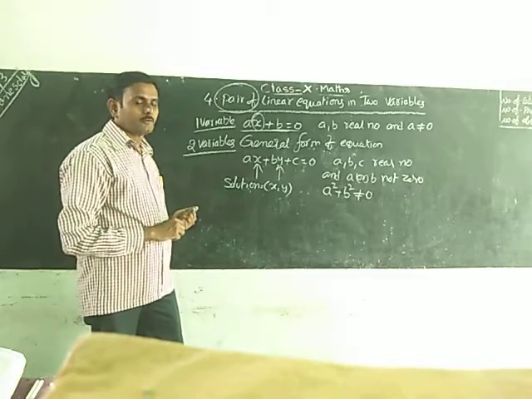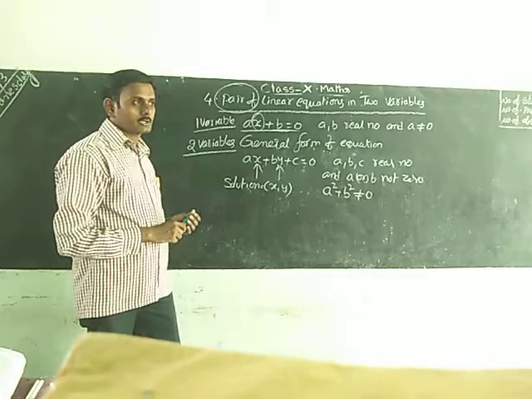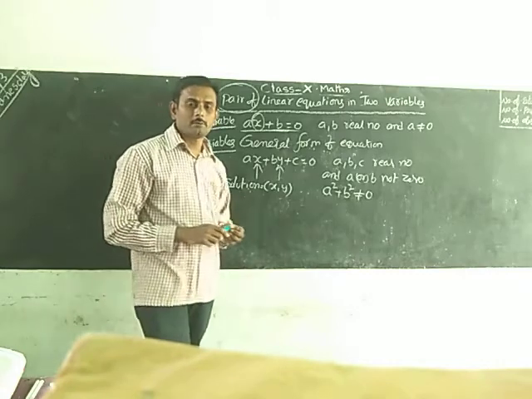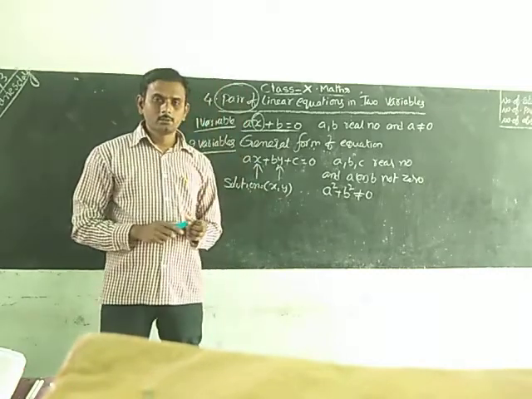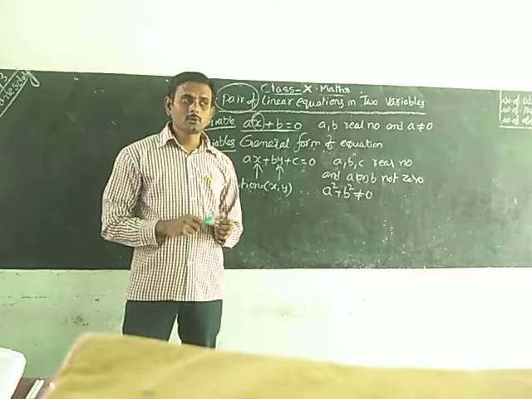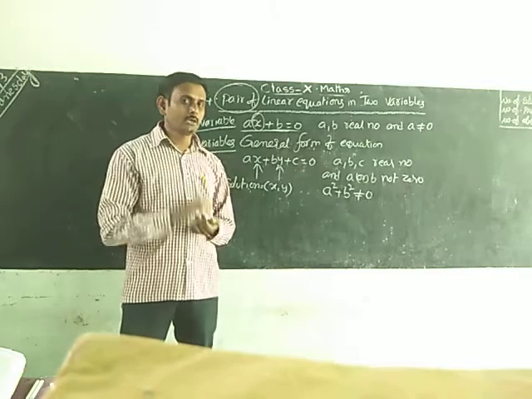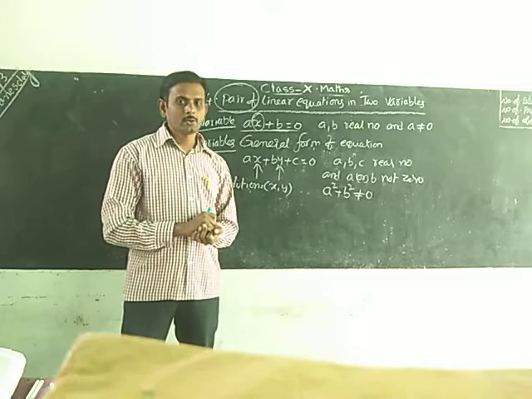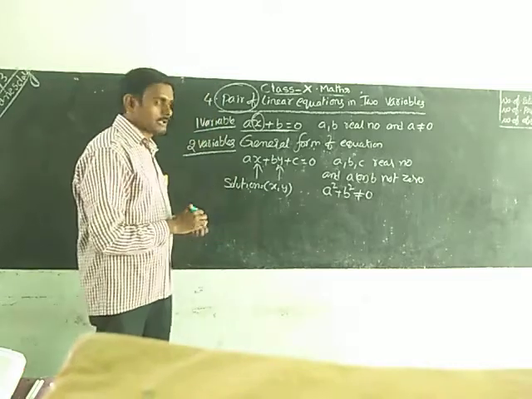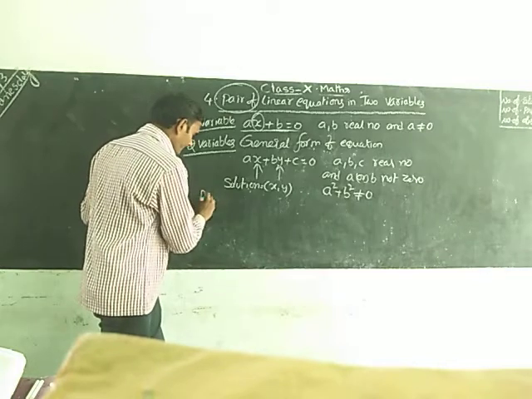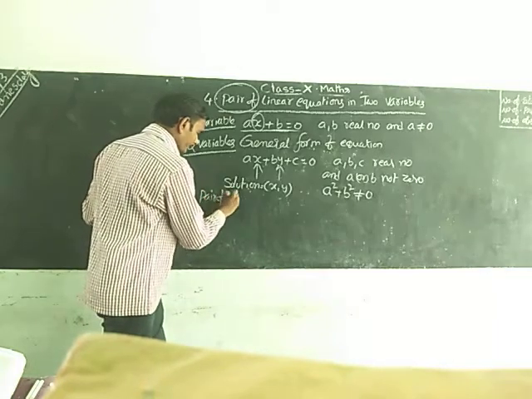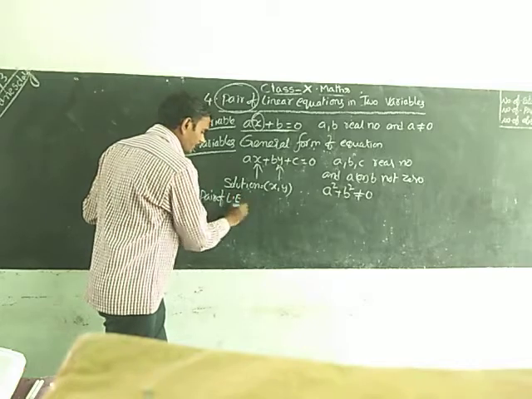Okay, the pair of linear equations. That means we are taking two linear equations at a time, and those also have two variables. Okay, the general form of the pair of linear equations.